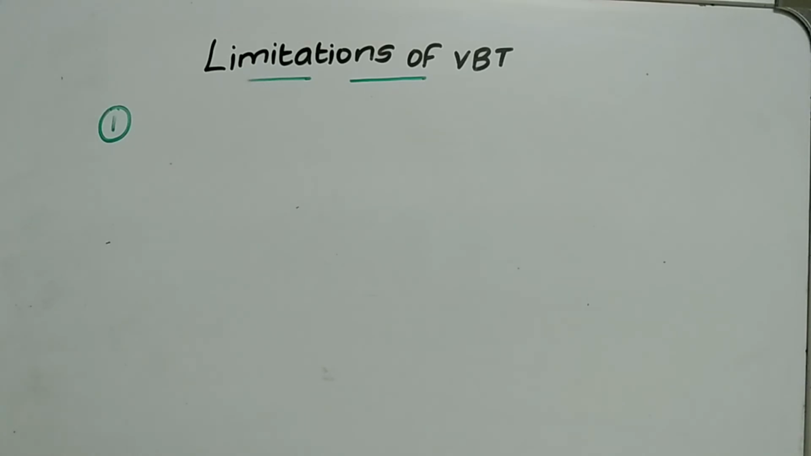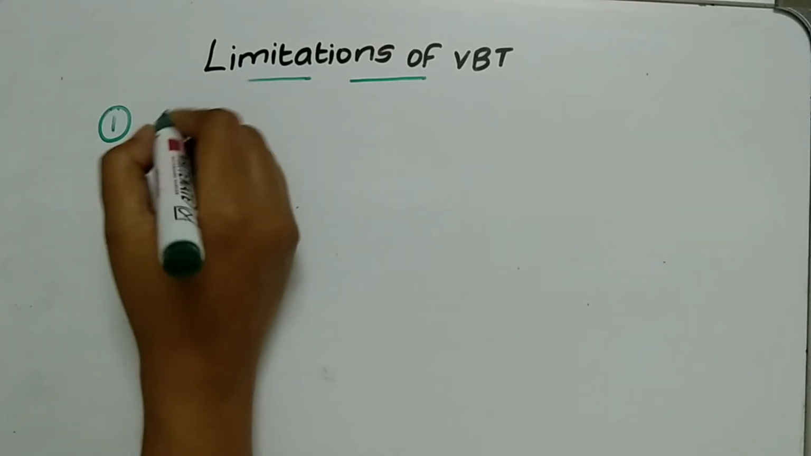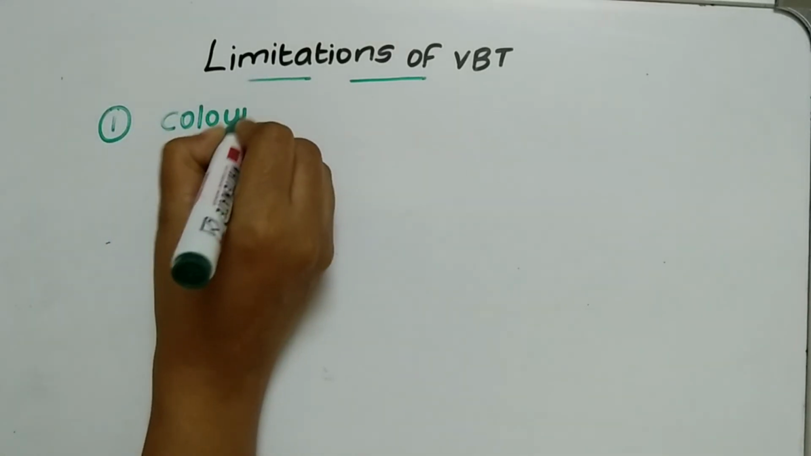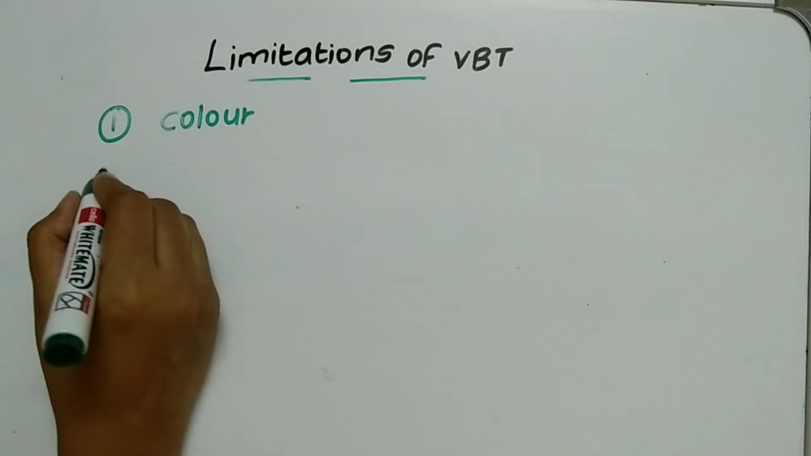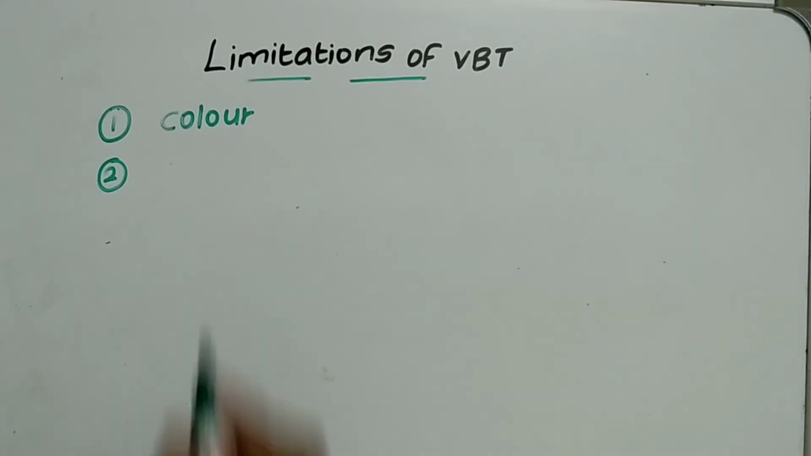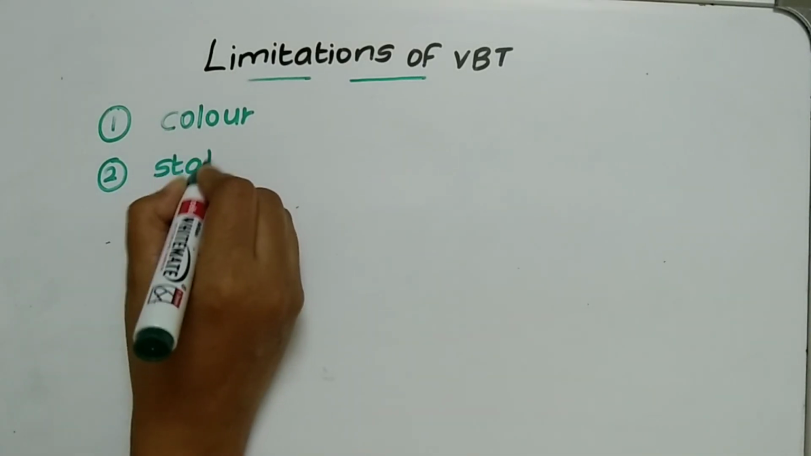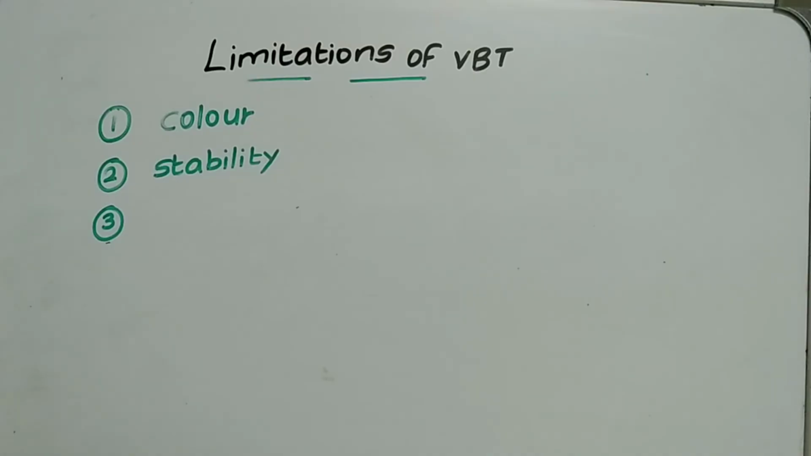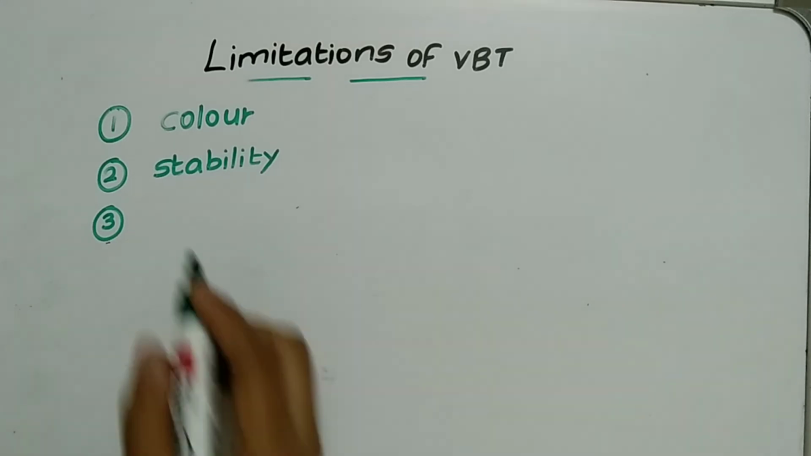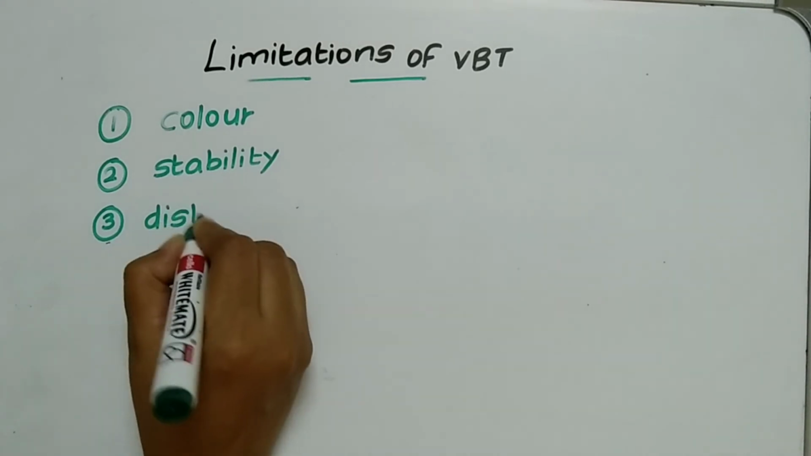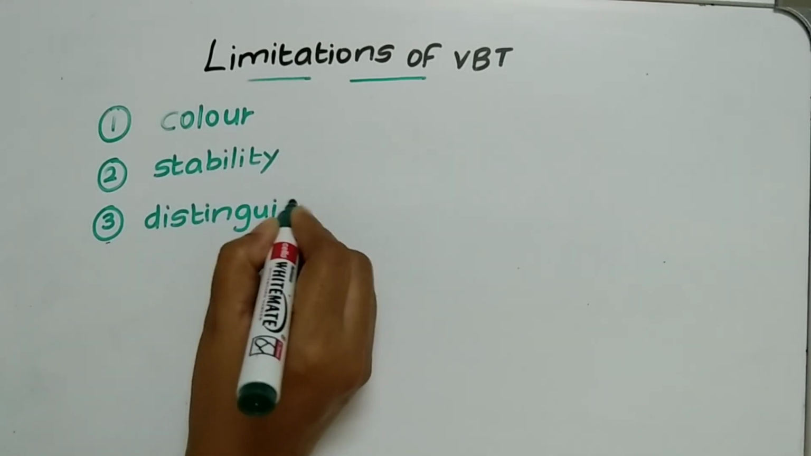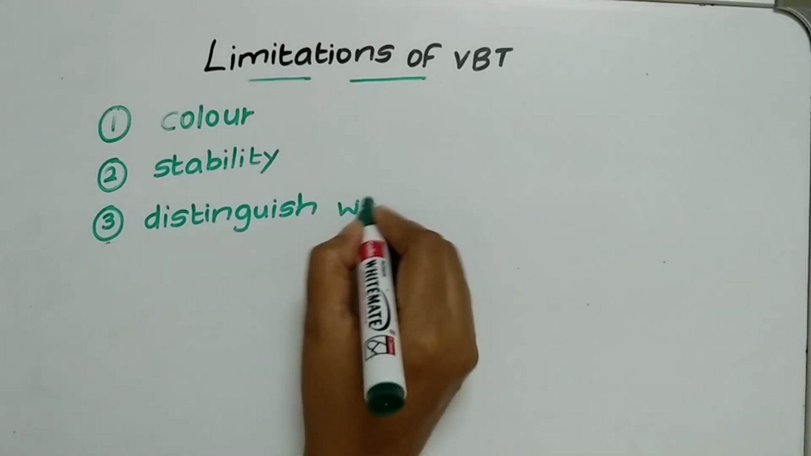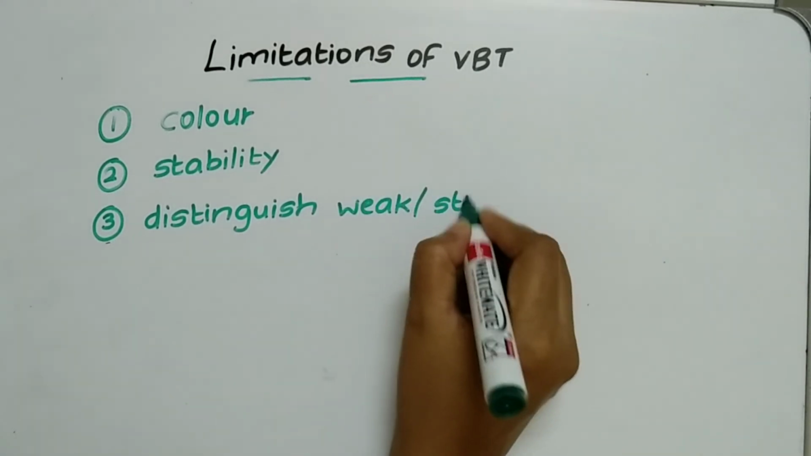Let us discuss the limitations of valence bond theory. This theory could not explain the color of the complexes. Second is the stability. The stability of the complex was not explained, whether the complex is stable or not. Third, it does not distinguish between weak and strong ligands.